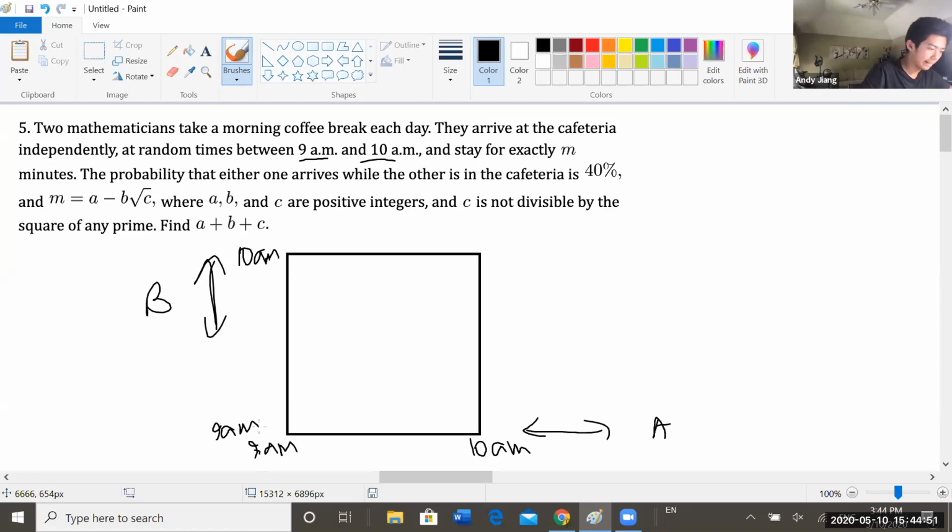For example, if I choose a point in the middle, that means that A arrived at 9:30 and B also arrived at 9:30. If I choose a point out to the side, that means that A arrived at like 9:50 and B arrived at 9:35 or something. So we can treat it like the coordinate plane, but I'm not directly saying it is.